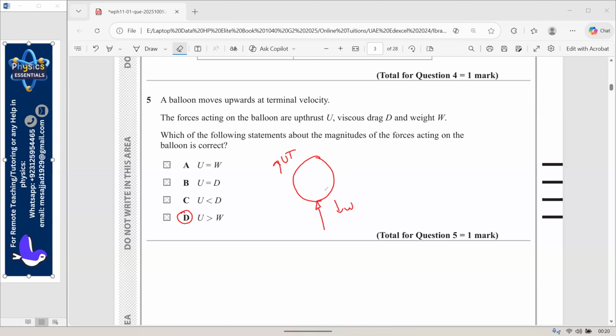And since the drag is always opposite to the direction of motion, so you will have this equation, weight plus drag. And from here, since the weight of the balloon is negligible, so you only have this kind of equation. Okay. Weight or drag, like this.